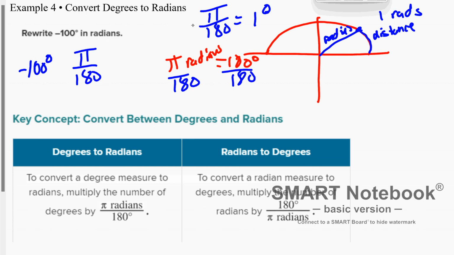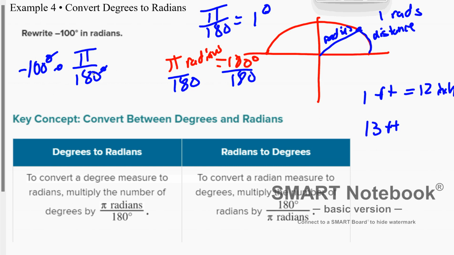Same thing as if you wanted to turn inches into feet, right? 1 foot equals 12 inches, right? So if I have 13 feet and I want to say how many inches, I just multiply that by 12. Same thing here. I have degrees, I just want to multiply by pi over 180, and so my degrees will cancel there.